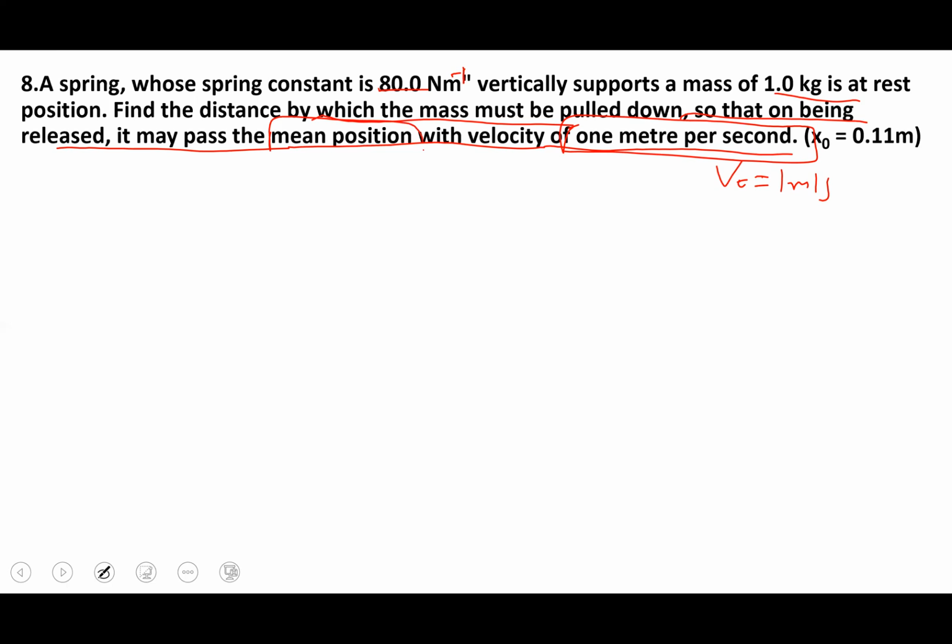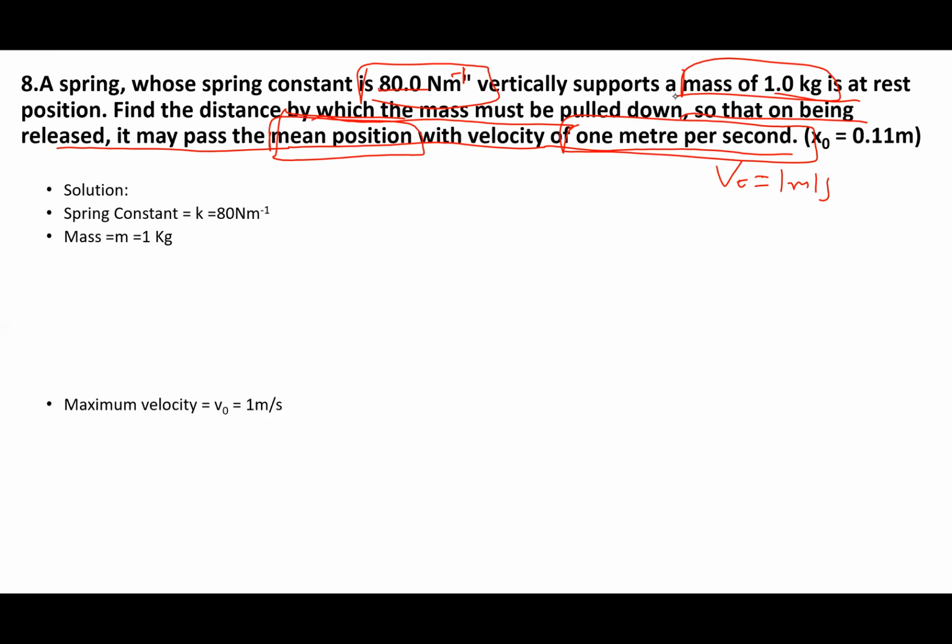And the key point over here is the mean position. Now the k constant is also given to us, which is 80 Newton per meter, and the mass is also given to us. So this is the data which is given to us: spring constant, which is 80 Newton per meter, and we have the value of mass, which is 1 kilogram, maximum velocity, which is 1 meter per second, and we have to find the maximum displacement, which is x naught.